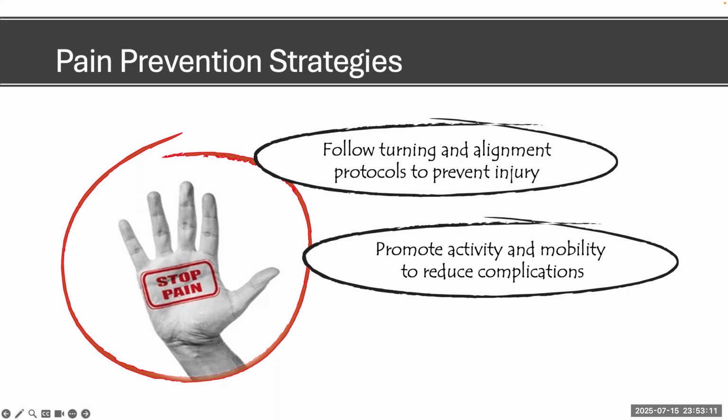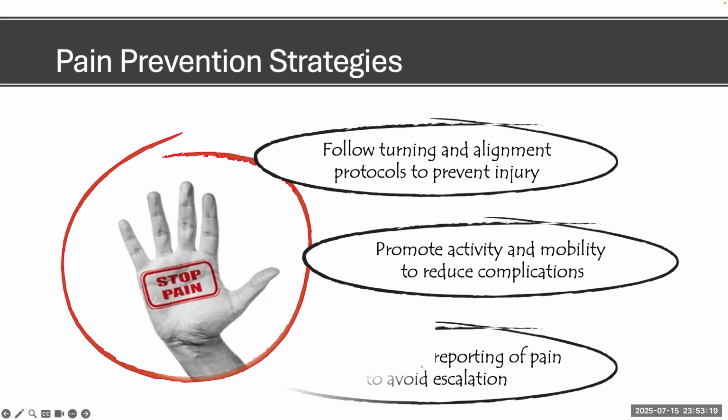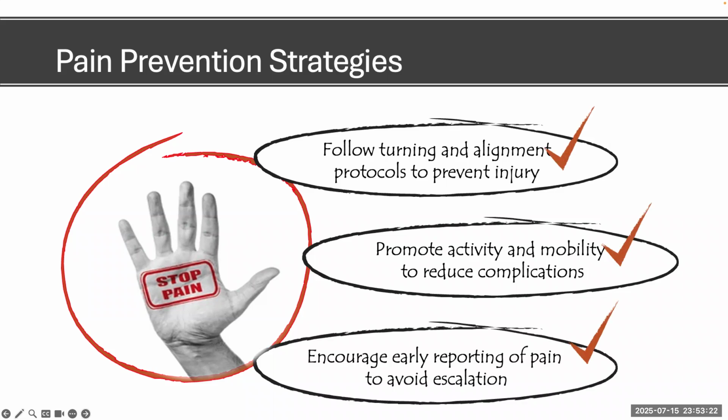Encouraging safe and regular mobility helps decrease muscle stiffness, supports circulation, and reduces the risk of spasticity and autonomic complications. Additionally, prevention includes patient education. Teach patients to report pain early, describe its quality, and identify any changes. Early reporting allows for timely adjustments in care before pain becomes severe or leads to emergencies. Prevention also reduces reliance on medication, minimizing side effects, and promoting functional independence.